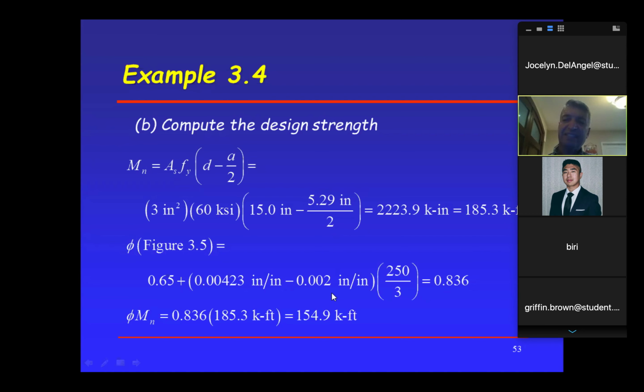Is that clear? So this finishes that chapter. So please review the chapter. And then this weekend, I'm going to assign homeworks for you from this chapter and maybe from the cracking moment. So for sure, look for that. And I wanted to finish this because next week, I'm going to start the beam design. We're going to start designing the beams.